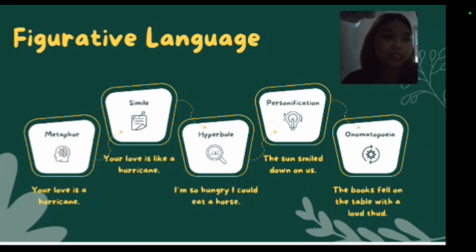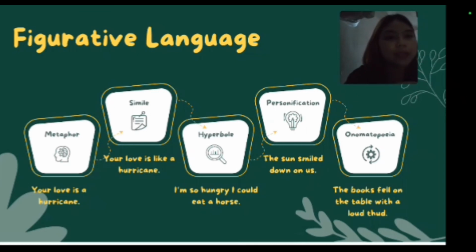Let's move forward to the simile: your love is like a hurricane. Now you have to observe what words are used in these sentences. In a simile, you have to use "as" and "like" to describe the similarity or the similar characteristics of a specific object to another specific object. In the metaphor, it doesn't use the words "like" or "as."